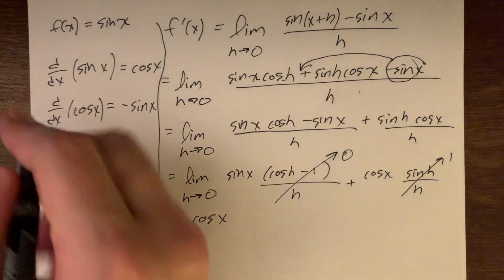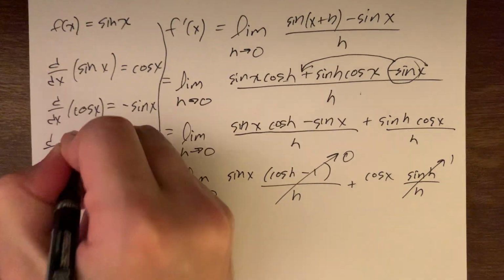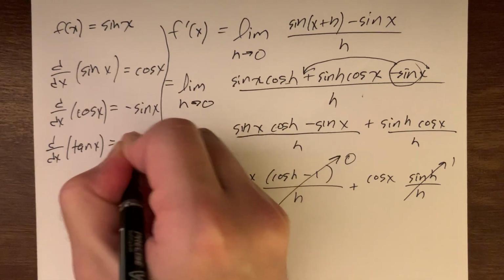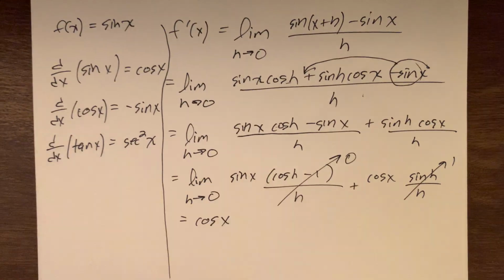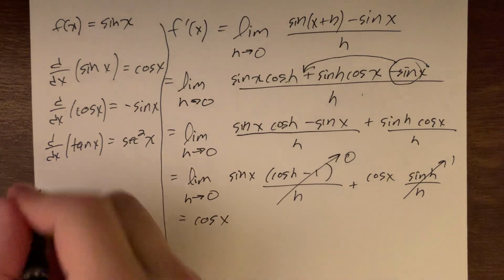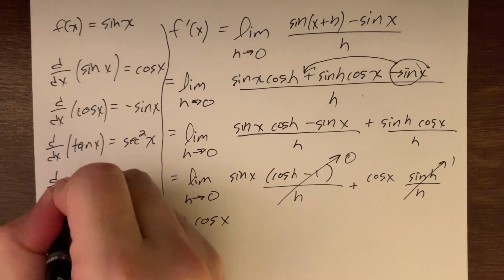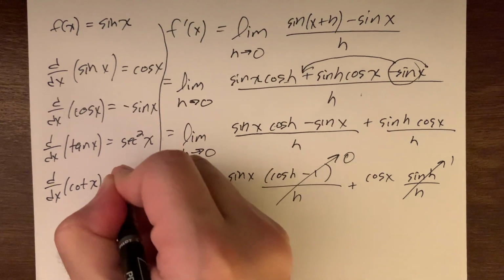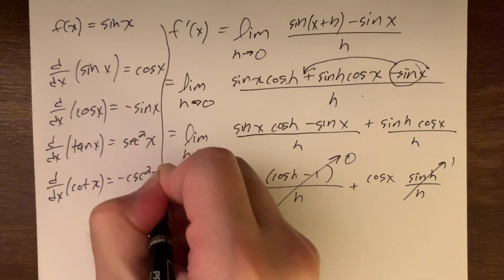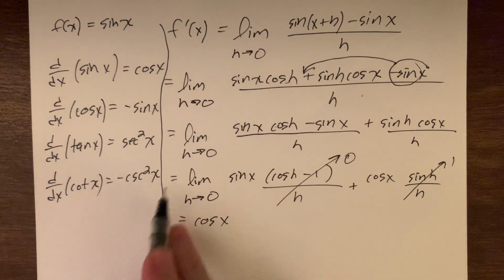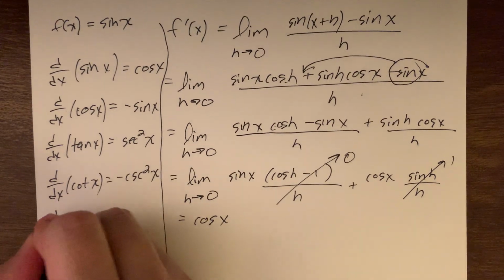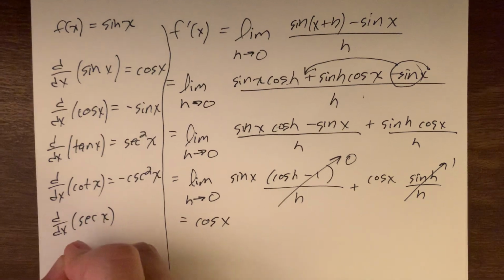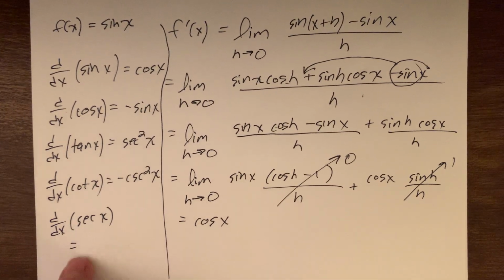So keep my list going. The next function I'll list is tangent, and that has a derivative secant squared. The derivative of cotangent is negative cosecant squared. And then our last 2, just for room, I need a little more room, so I'll write the derivative here.